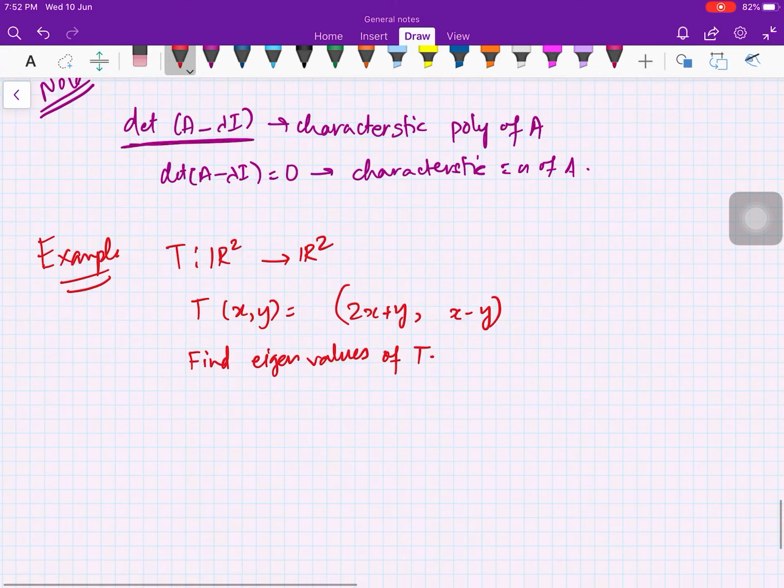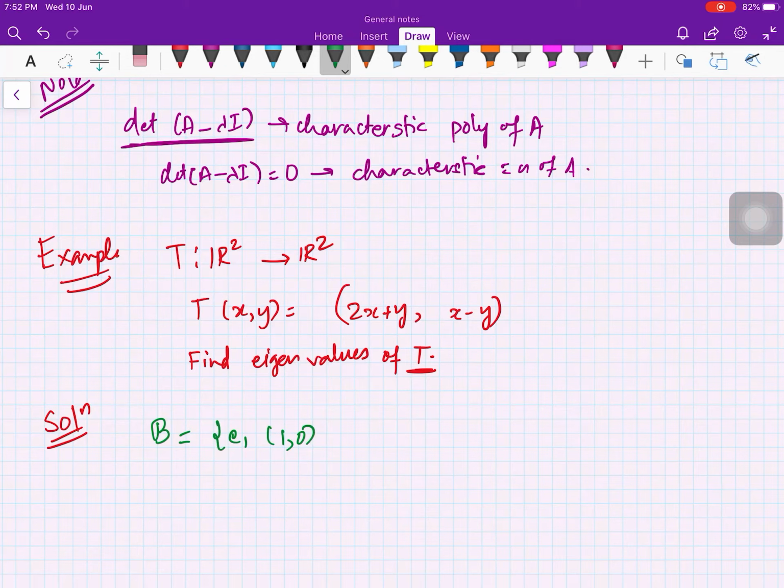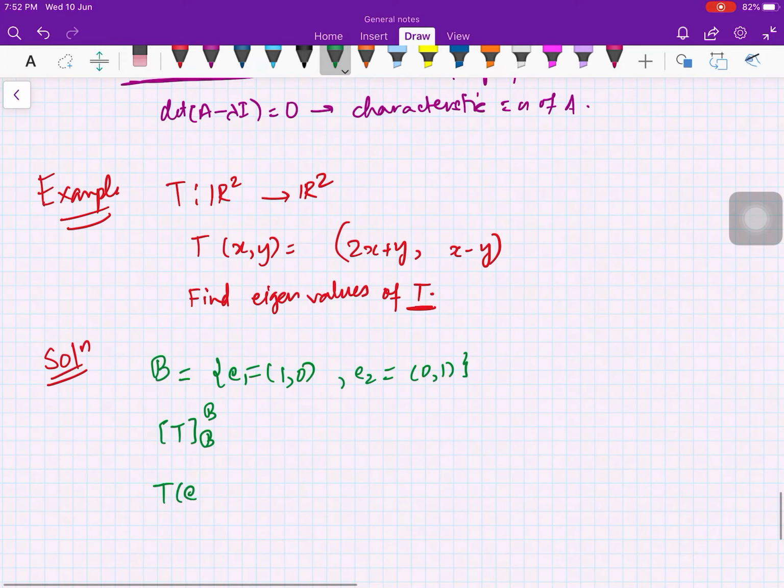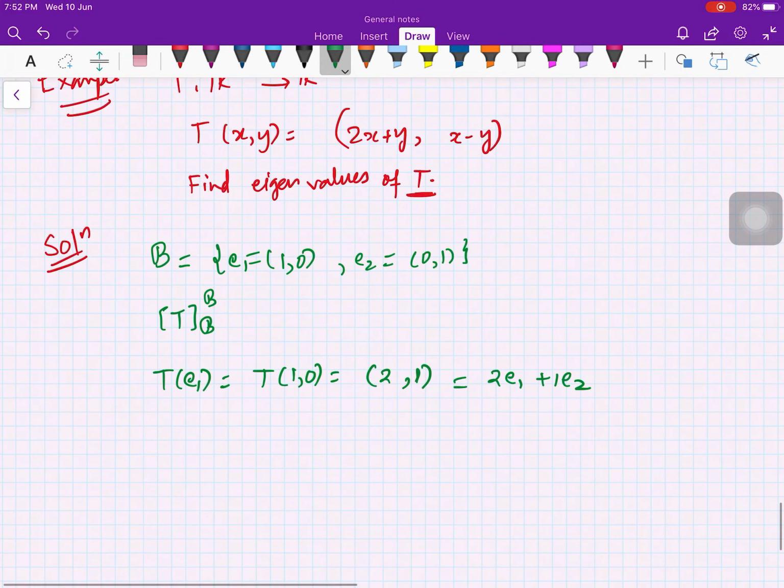Now I know that for the eigenvalues of the operator T, I need to find a matrix associated with T, and the simplest basis I know is the standard basis. If I take beta as the standard basis, e1 equal to (1, 0) and e2 equal to (0, 1), I know how to find T beta beta. For that I find T of e1, that is T of (1, 0), which is (2, 1), and that is 2 into e1 plus 1 into e2.